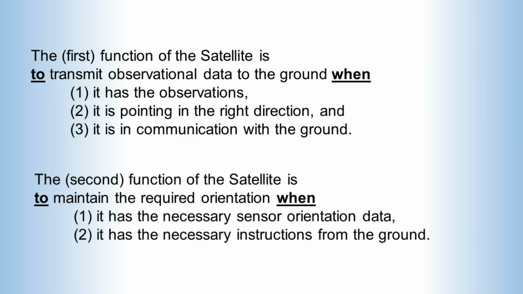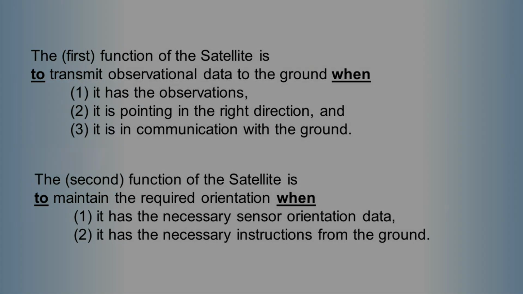And then a second function could be stated like this. The second function of the satellite is to maintain the required orientation when it's got the necessary sensor orientation data and it has the necessary instructions from the ground. Note that each function has a single output, even though it may have multiple inputs. And the same input may be needed either alone or in conjunction with others to start multiple functions. However, if at the end of this exercise you've identified any outputs without appropriate inputs, or for that matter any inputs without an output, then you're in trouble and you need to think again.